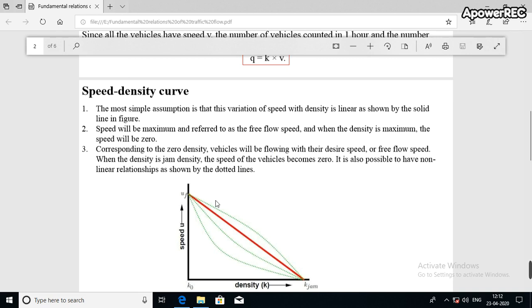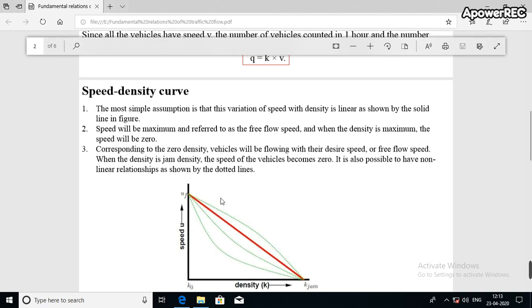This means whenever someone is moving in the traffic stream and no vehicle other than that vehicle is present in the stream, he can move in that particular area with his desired speed. That is known as the free flow speed. So, no vehicles are present, he can move with his desired speed.